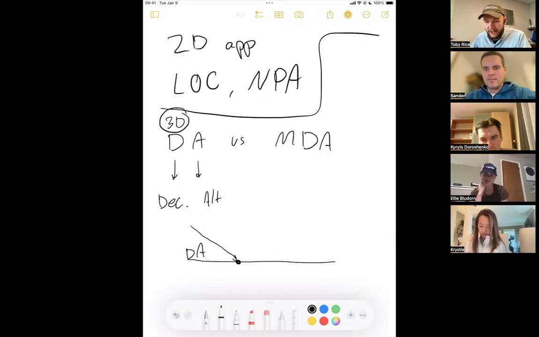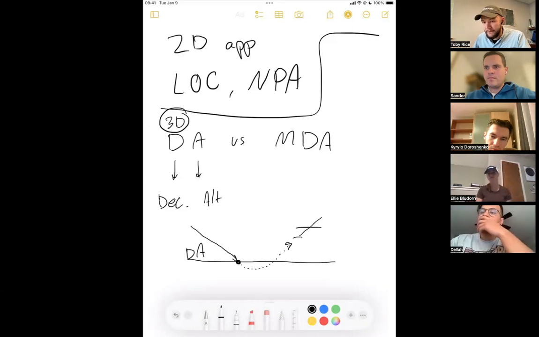and we make the decision to either continue or go missed, if we make the decision to go missed, we're constantly descending through this altitude, you see? So we're actually going to end up being slightly below the decision altitude as we dip back down and continue our climb out. See, that's a big difference between a decision altitude and a minimum descent altitude.